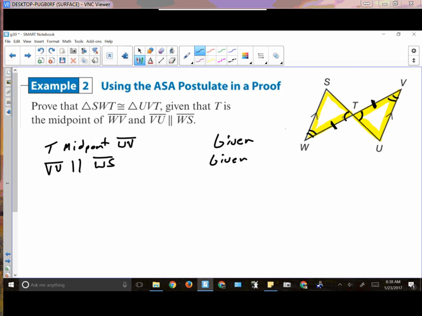First thing we did is we said that these two were the same, correct? So we said that WT is congruent to VT by. What did we use to say that, hey, I know that these two have to be the same? Midpoint. Okay? Definition of midpoint.